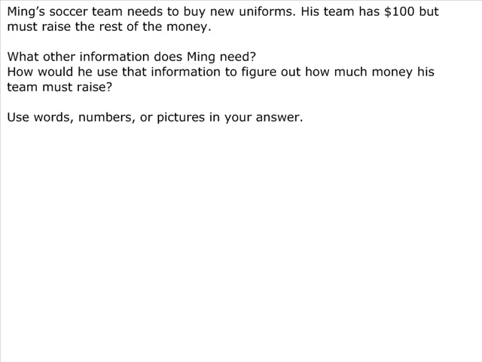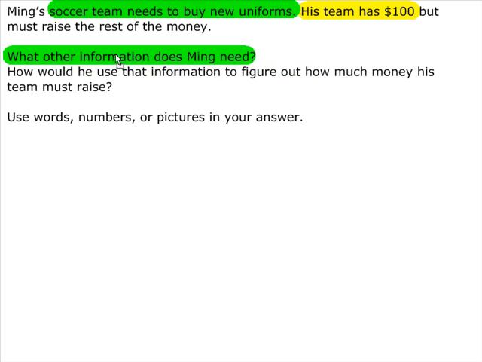Well, let's begin by highlighting the key information here. So we read in the first sentence that Ming's soccer team needs to buy new uniforms, and his team has $100 but must raise the rest of the money. And then the two questions: what other information does Ming need, and how would he use that information to figure out how much money his team must raise?